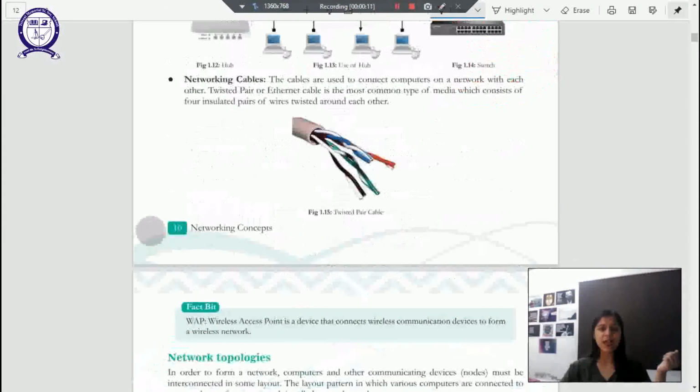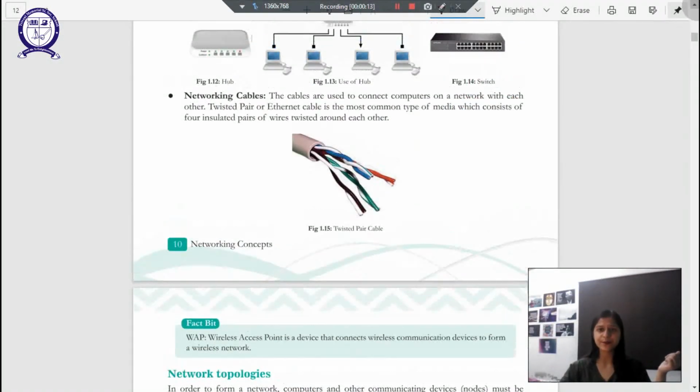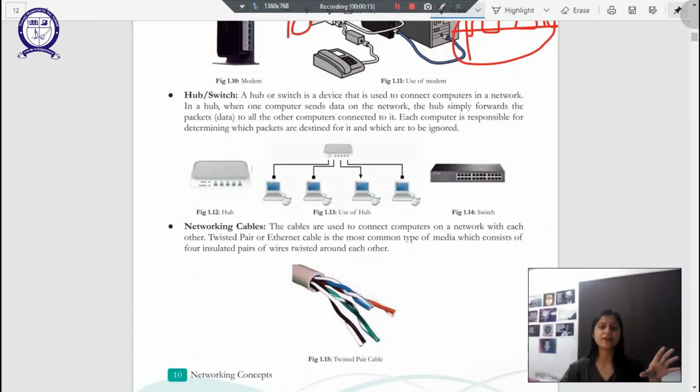Then we have hubs and switches and networking cables, which are really essential to create huge networks. A hub or switch is a device that is used to connect computers in a network. In a hub, when one computer sends data on the network, the hub simply forwards the packet to the other computers connected to it. Each computer is responsible for determining which packets are destined for it and which are to be ignored. So this is what a hub looks like.